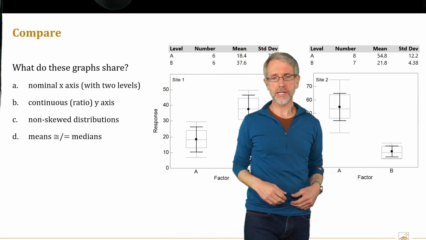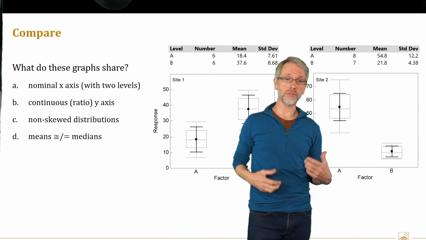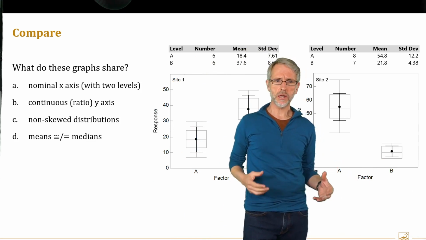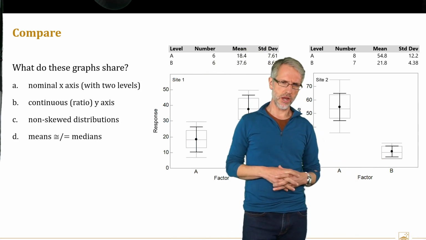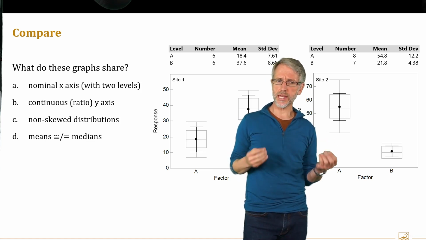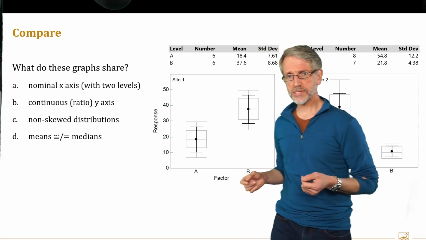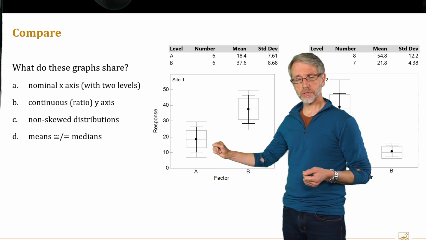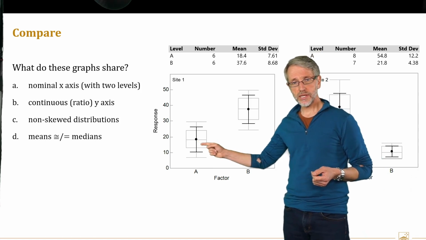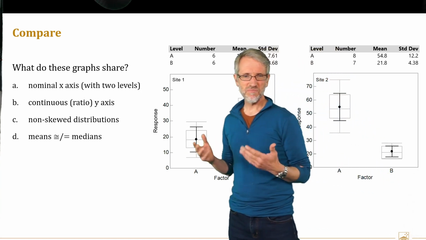We have two graphs, largely showing the same kind of stuff. We have a nominal x-axis, we have a continuous y-axis, we have pretty much non-skewed distributions. And we can see that because the means, represented by our little circles here in the middle, and the medians, the middle line in our box, the means and the medians are more or less the same.